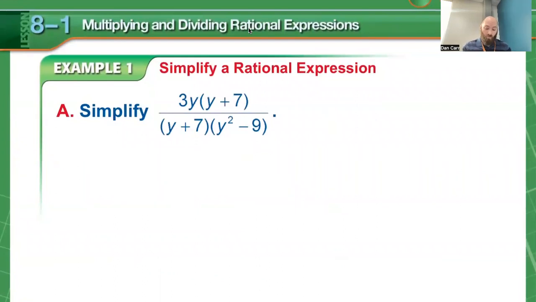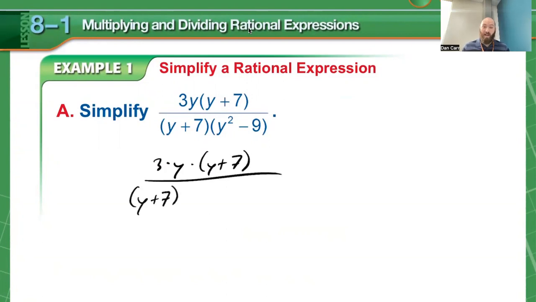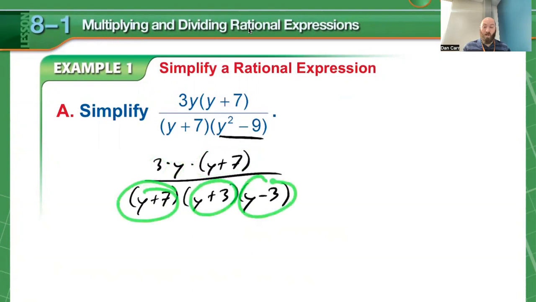Simplifying a rational expression right here, we have multiple factors. If I rewrite it, 3 times y times y plus 7. I have 3 factors in the numerator. In my denominator, we have y plus 7 as a factor, and I can actually factor y squared minus 9. That's a difference of squares, so I'm going to make it y plus 3 and y minus 3. So we have 3 things multiplied in the numerator and 3 things multiplied in the denominator. These are all my factors.